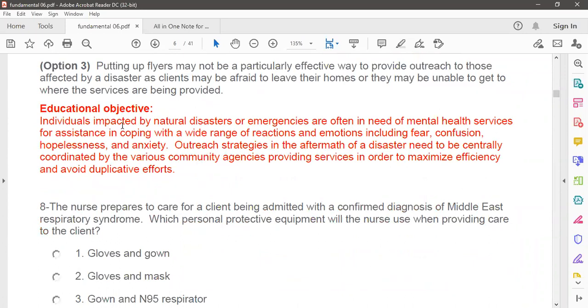Individuals impacted by a natural disaster or emergency are often in need of mental health services for assistance in coping with a wide range of reactions and emotions, including fear, confusion, hopelessness, and anxiety. Outreach strategies in the aftermath of a disaster need to be centrally coordinated by the various community agencies providing the service in order to maximize efficiency and avoid duplication of effort.